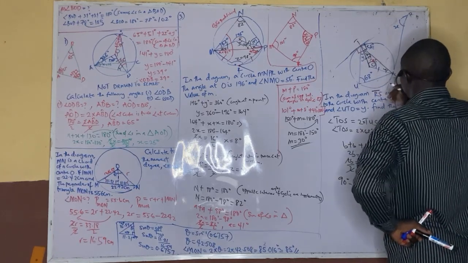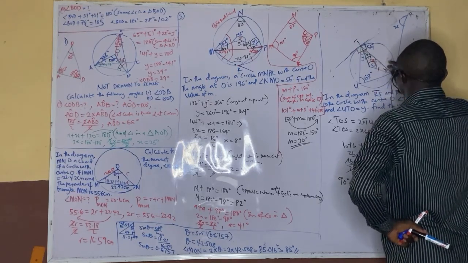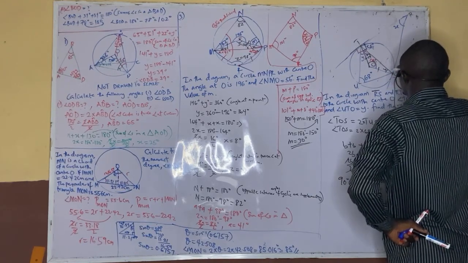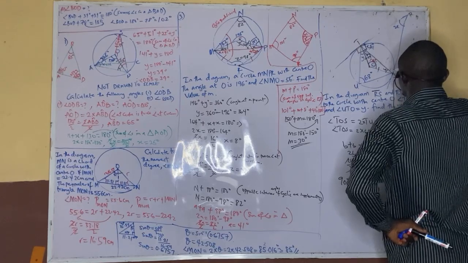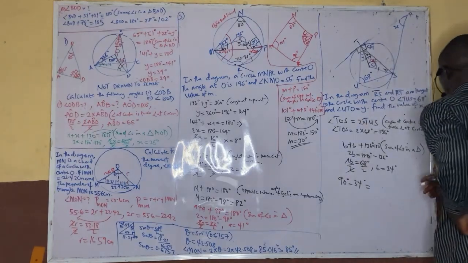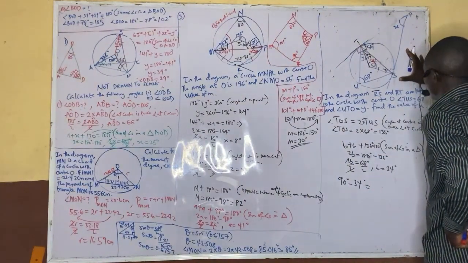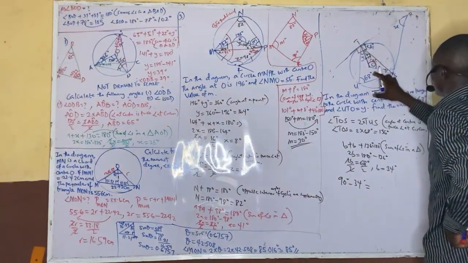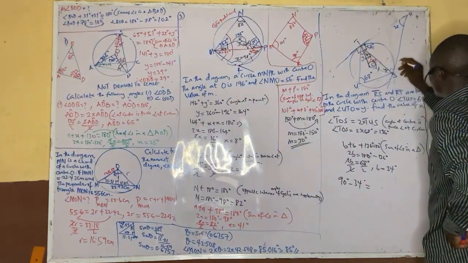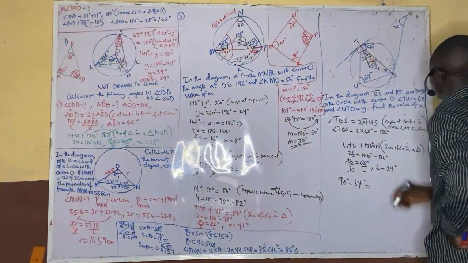So what can we do about this Y now? This is B, 34. Don't forget the same thing applies here. It is also a tangent, and the tangents are equal to one another. So this one is Y, and this one is also 56 degrees.